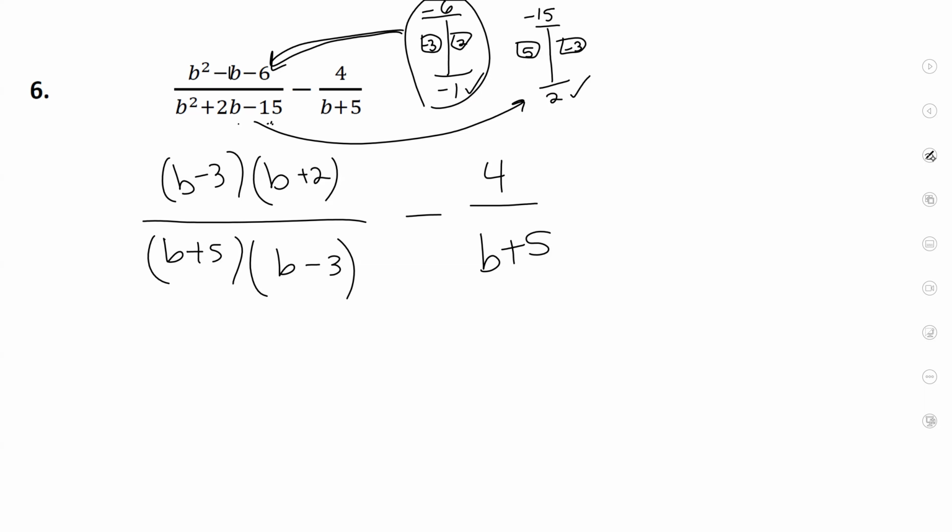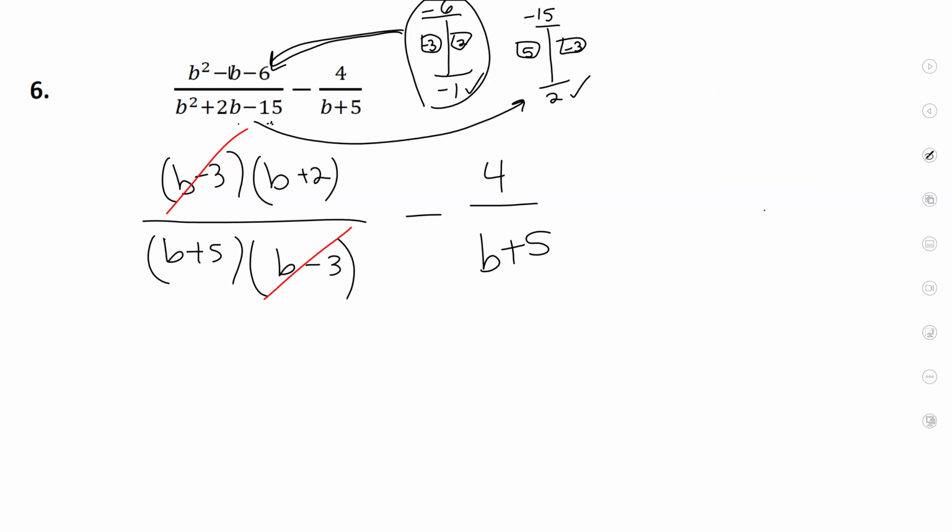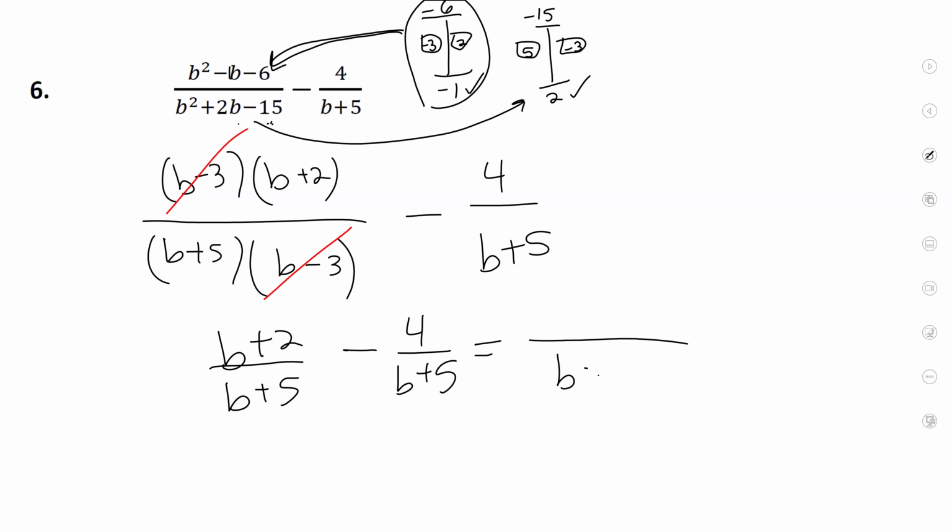Do you guys see what can cancel? Good. All right, what's left over? What can you do? I'm going to stop it here. You guys finish. Okay, so what we have now is b plus 2 over b plus 5 minus 4 over b plus 5. Since the denominators are the same, just bring it over. And b, we can do 2 minus 4 is what? So this should be a -2. So this is your answer.